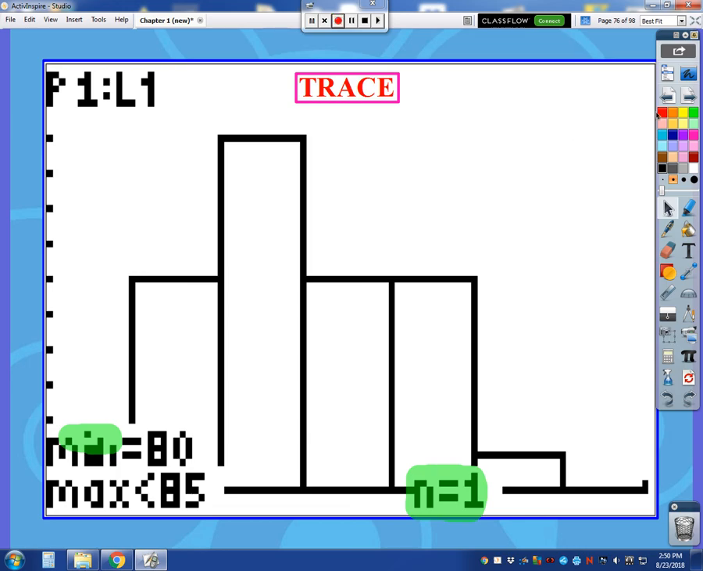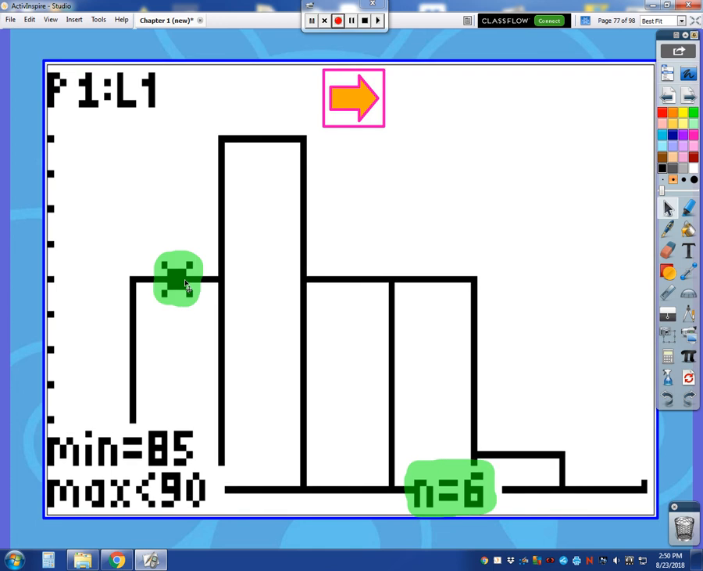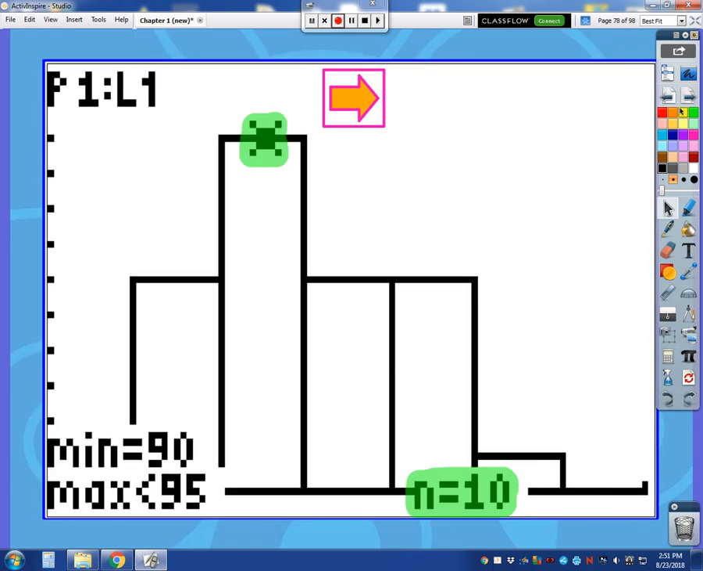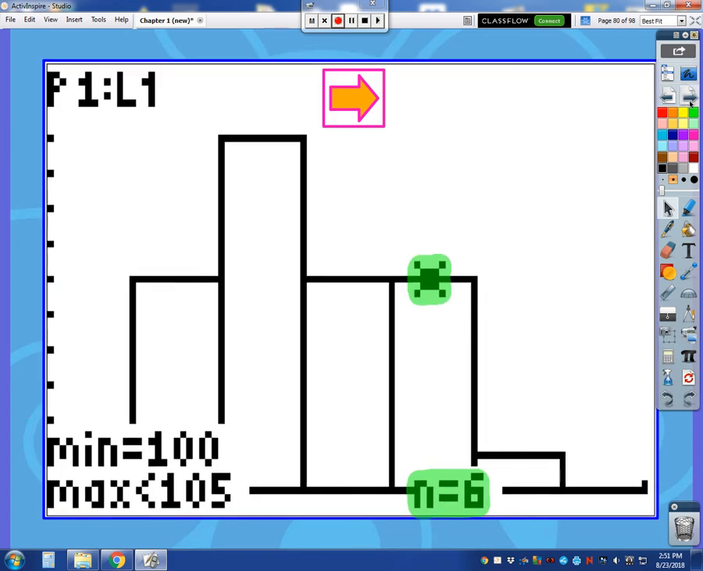And then if I press the right arrow key, it'll take me up to my next bin. And so it's telling me in this bin are numbers 85 up to but less than 90, and it tells me there are 6 numbers in there. The trace button's going to tell you the frequencies of each one. Well, that's kind of nice, or is it? We'll talk about it. Keep going. The next bin has 10, which matches up with what we had earlier for 90 to 95, and then 6, and then 6, and then finally 1.